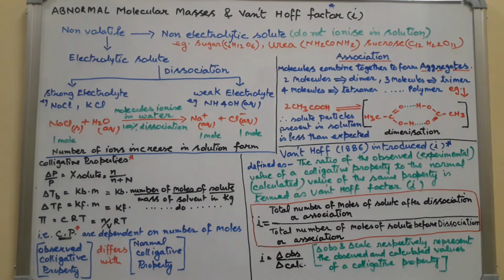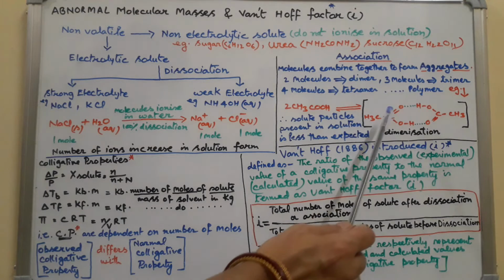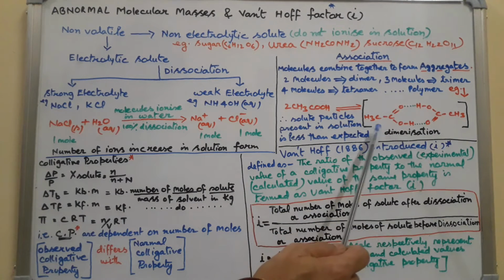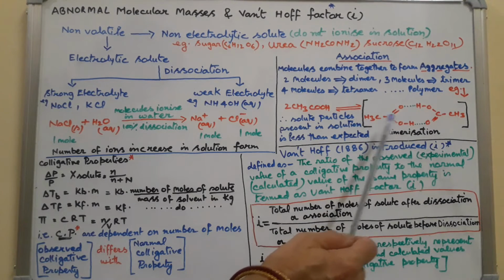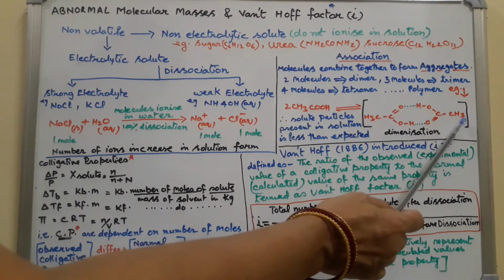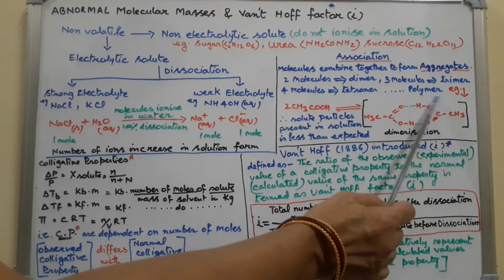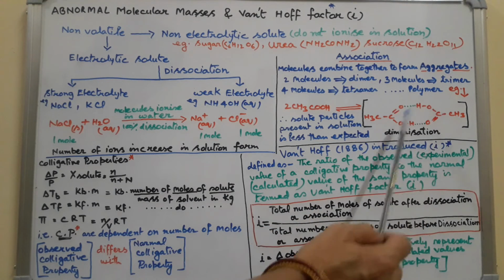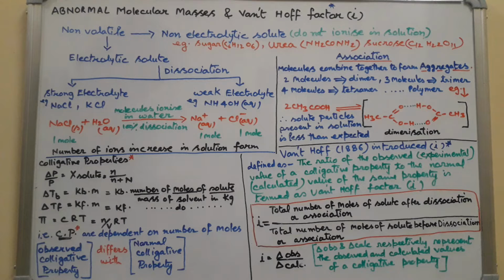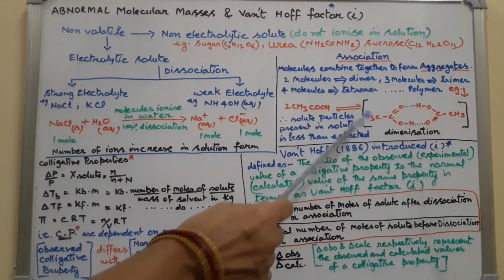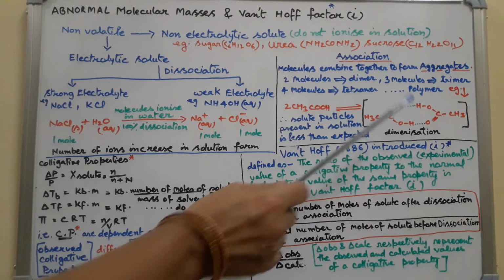Exactly the same way benzoic acid also forms a dimer. Because the functional group is the same in benzoic acid also. And what is it here? It is going to be C6H5 and COOH. Exactly the same way, C6H5 and COOH, benzoic acid also forms a dimer. Here this is an example of acetic acid.